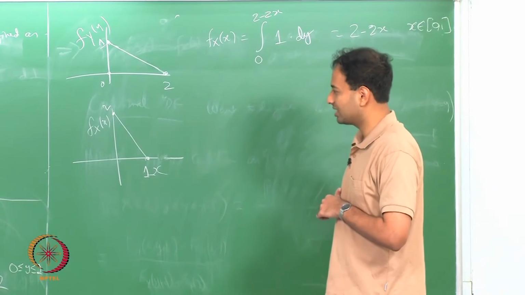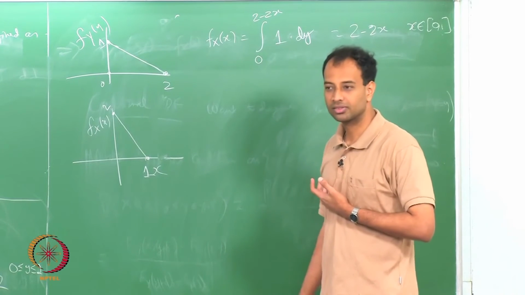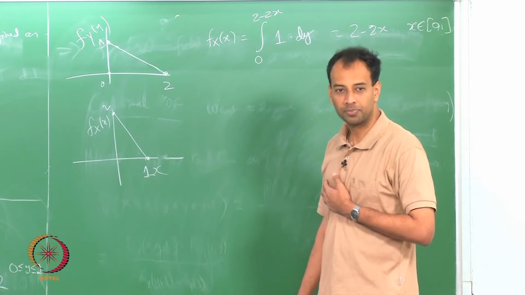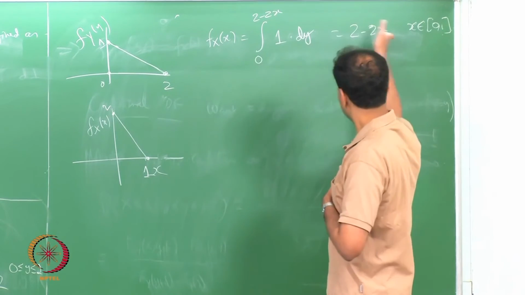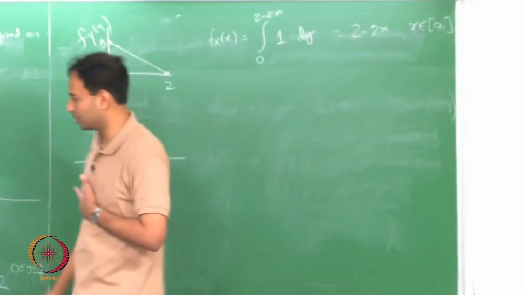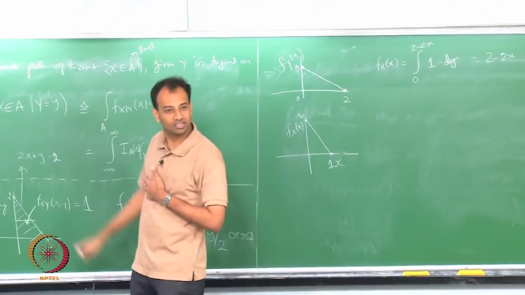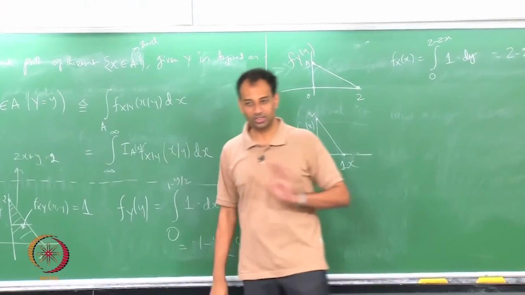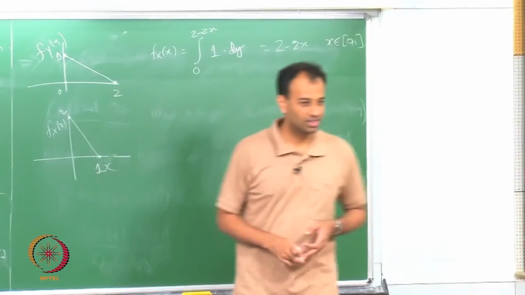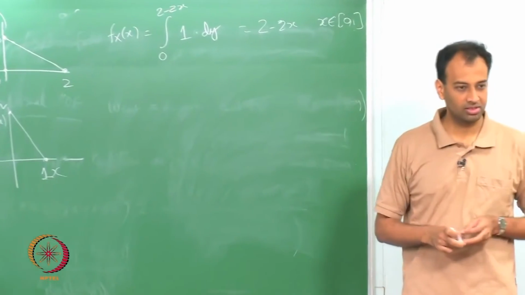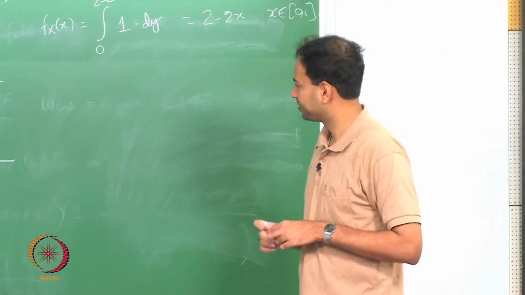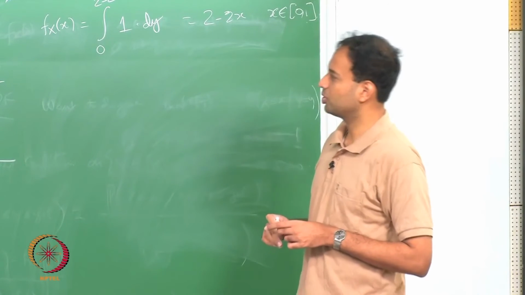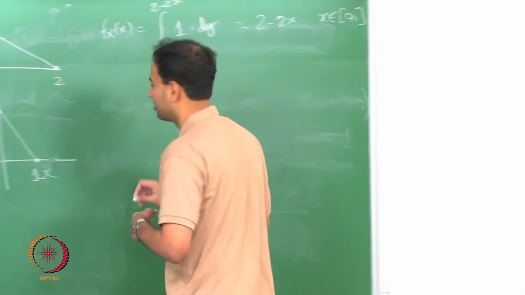Now, from this you can ask, are x and y independent? See, if you multiply the marginals 2 minus 2 x and 1 minus y over 2, you do not get the joint. So, they are not independent, x and y are dependent. Okay. So, now suppose you want to compute the conditional PDF.